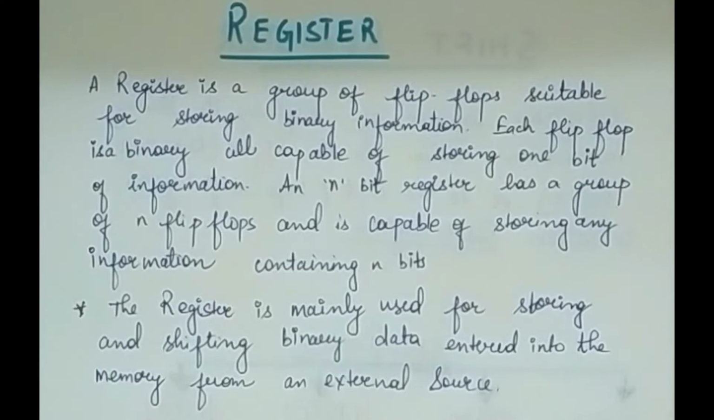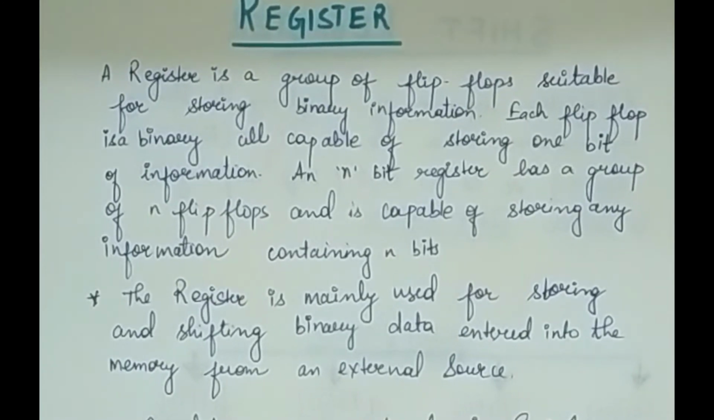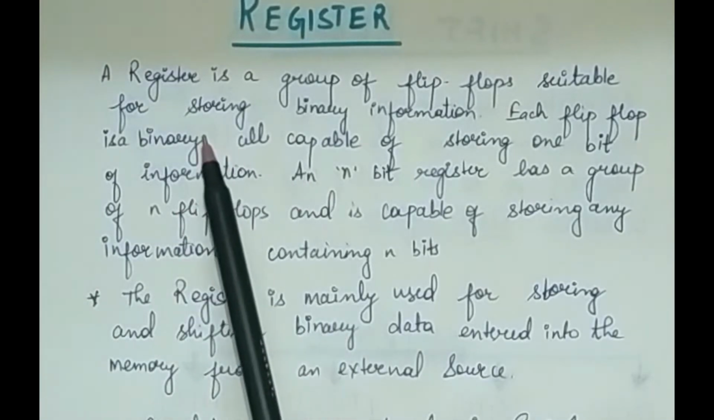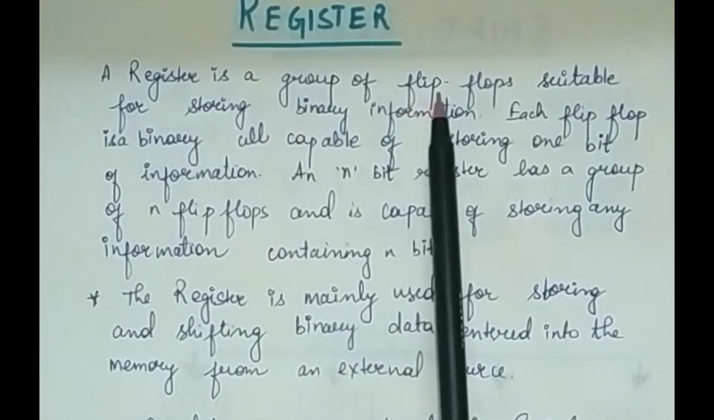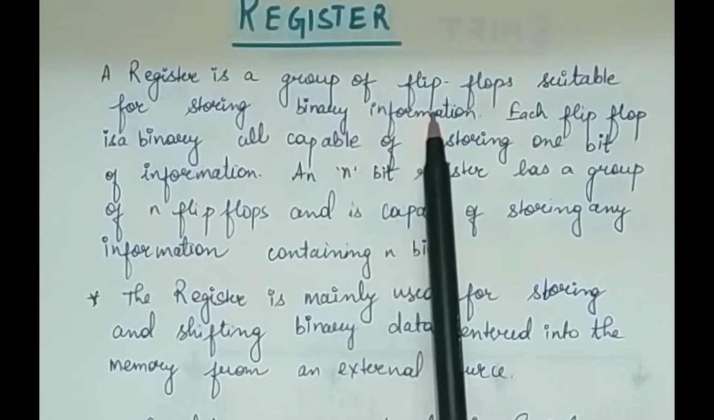Hello class, so today we are going to read about registers. So in a general sense, what is the meaning of a register? Register means it is a kind of copy, or a kind of document where you store different types of data. Okay, so the same is the case of a register. Basically, a register is a group of flip-flops which is suitable for storing binary information.